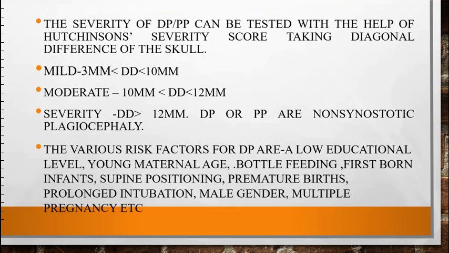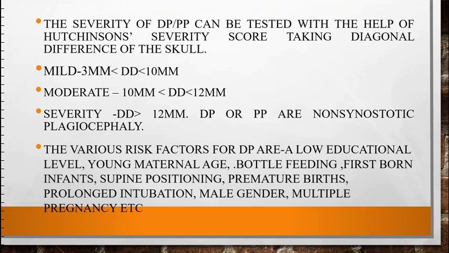The severity of deformational plagiocephaly or positional plagiocephaly can be tested with the help of the Hutchinson severity score, taking the diagonal difference of the skull. DP or PP can be divided into three major groups: mild, moderate, and severe. In the mild form, the diagonal difference is more than 3 millimeter and less than 10 millimeter. In moderate, it is more than 10 millimeter and less than 12 millimeter. In severe cases of deformational plagiocephaly, it is more than 12 millimeter. DP or PP are non-synostotic plagiocephaly.